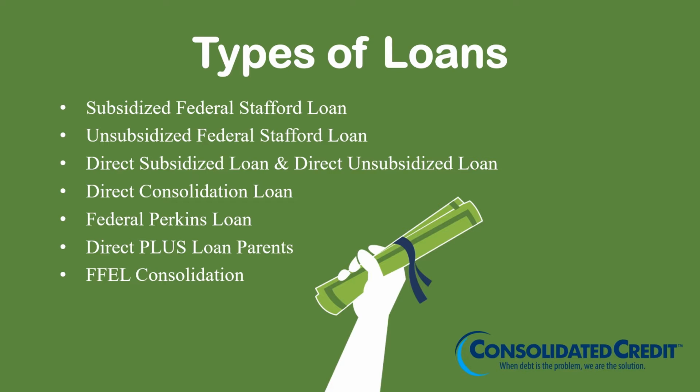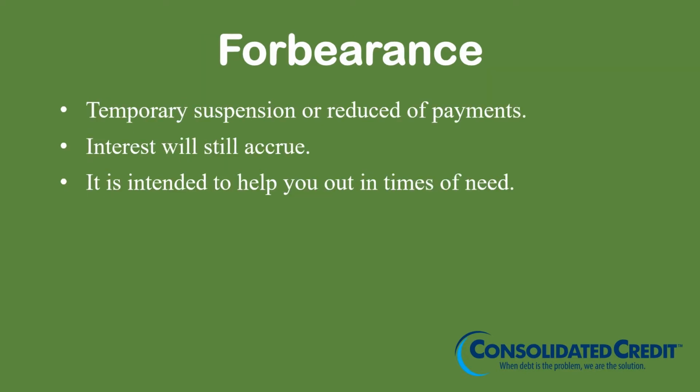Now I'm going to quickly discuss the two words that you hear the most when you finish school or when you're discussing student loans. The first is forbearance. Forbearance is a period during which your monthly loan payments are temporarily suspended or reduced. Payments on your loan principal are postponed, but interest will accrue during the forbearance period. Forbearance is intended to help you out in times of temporary need.